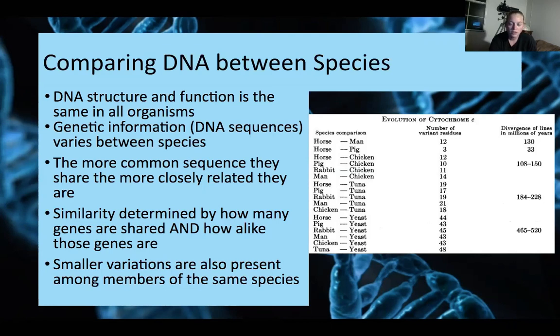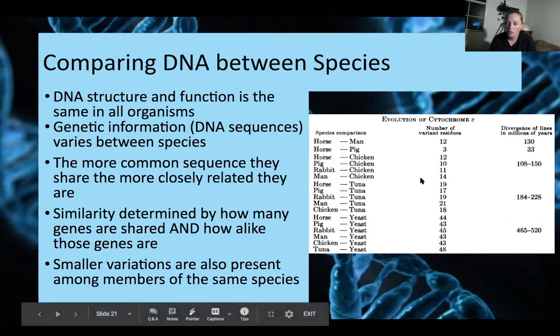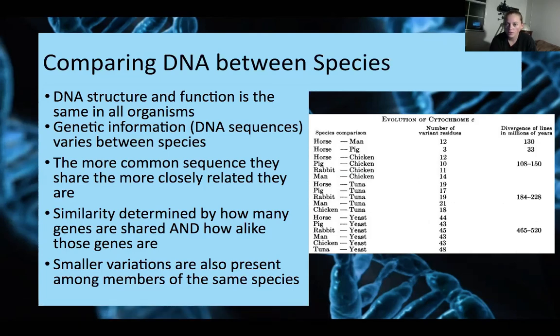So similarity is determined by how many genes are shared and how alike those genes are. And this is just looking at one gene. We would have to look at a lot more genes in order to determine true relationships between these species. Keep in mind that there are variations between members of the same species. You are not exactly the same as your parents or your siblings. There are slight mutations from one generation to the next.